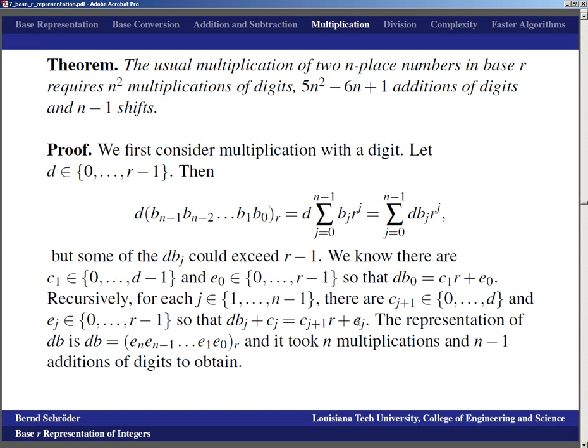So as before, the remainders are the digits, and everything else is just piling up and providing further digits as we go through that. And that took n multiplications, because at the 0 step we multiply, but then also at every further step we multiply d times bj. And it takes n minus 1 additions of digits to obtain, because, well, first time around we don't add, but then all the future times we have to add the carryover.